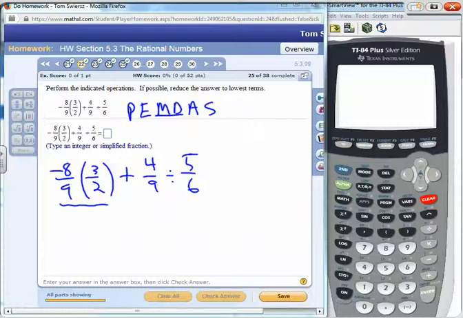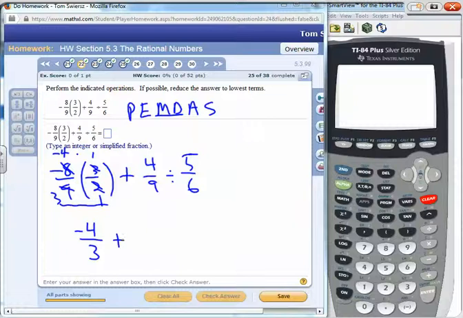Now before we multiply, we can reduce the 8 and the 2. 2 goes into 2 once, 2 goes into 8, or negative 8, negative 4. 3 goes into 9 3 times, 3 goes into 3 once. So we're left with negative 4 times 1 in the numerator, 3 times 1 in the denominator.